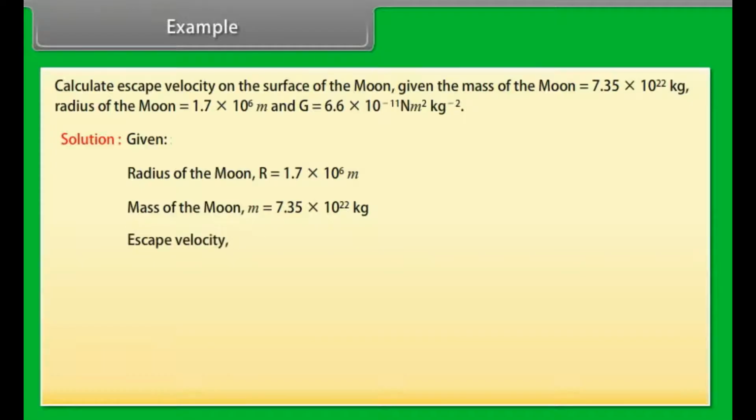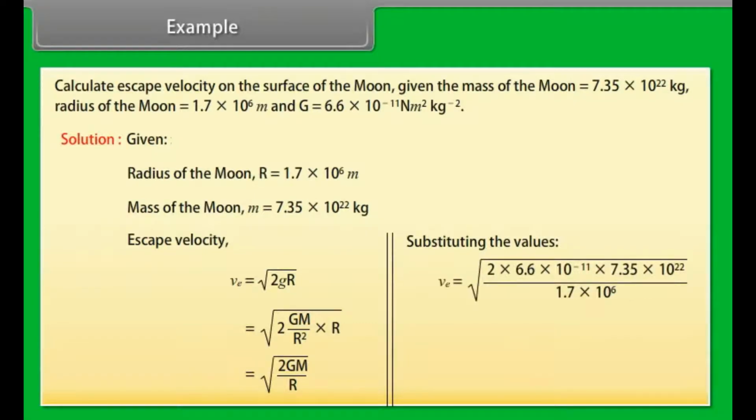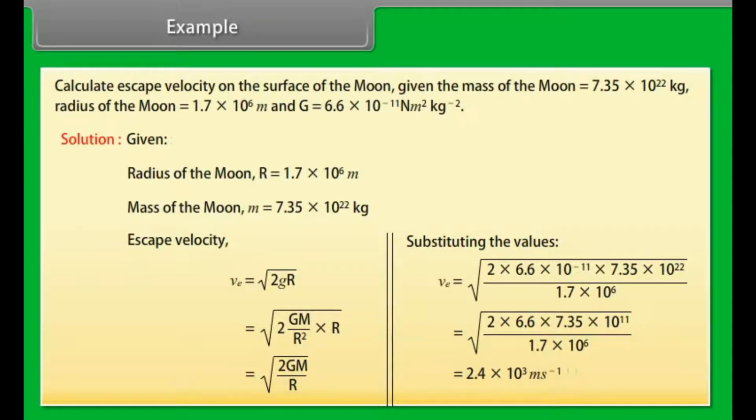Escape velocity is equal to √(2gR). By putting the value of g, we get escape velocity is equal to √(2GM/R). By substituting the values, we get escape velocity is equal to 2.4 × 10^3 meter per second.